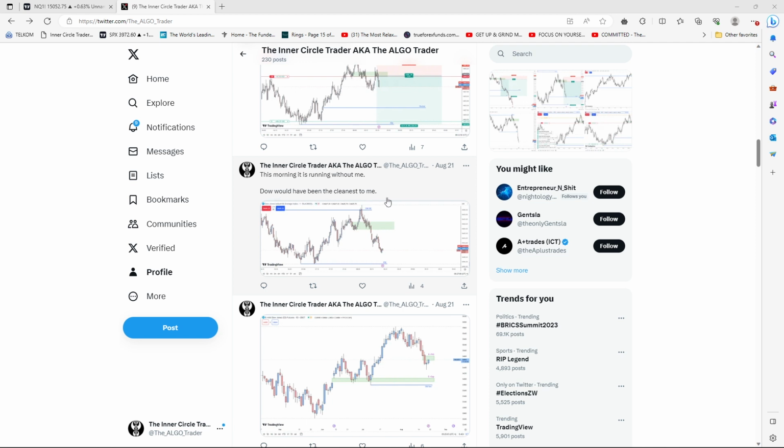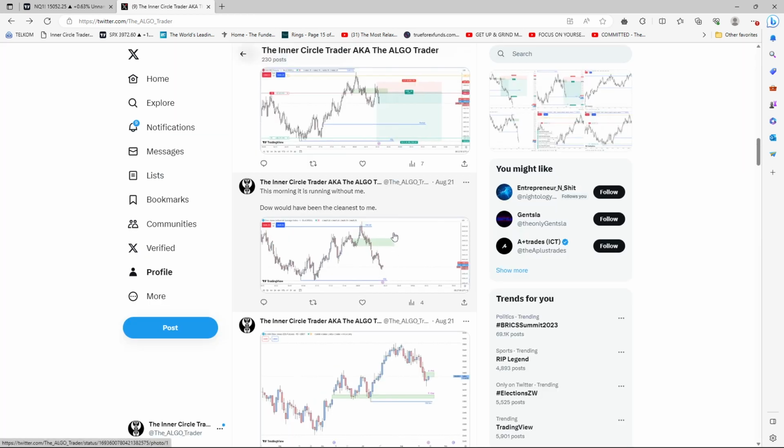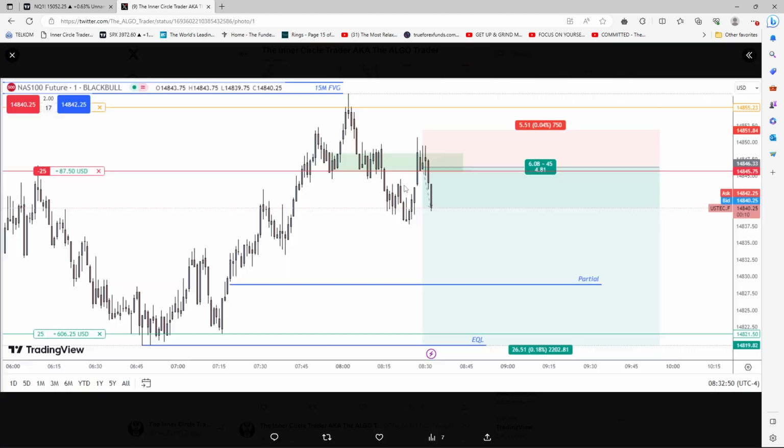Dow would have been the cleanest to me. I just saw that breaker block. I saw a 15-minute order block, breaker block. It never came back to it, just sort of running off to the target equal lows down there. Then I was looking at my averages and I saw NAS 100, NASDAQ. That was our trade. I had a breaker block, kind of messy in this area over here. And then it did follow through and then came back to it.